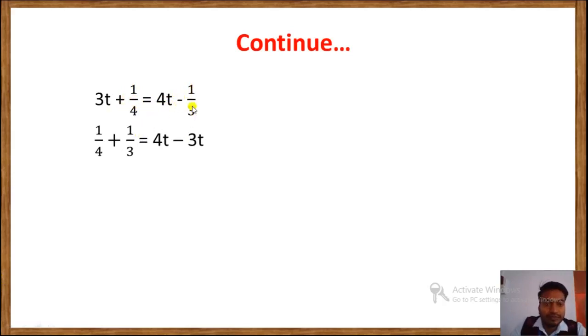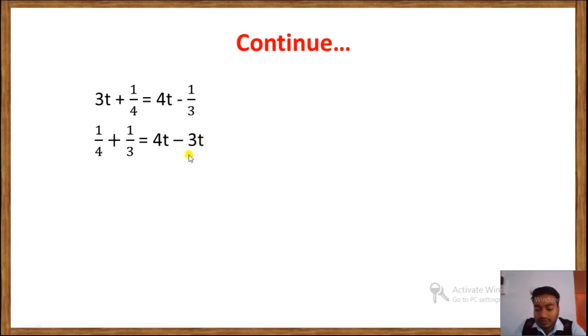Now bring this 1 by 3 this side and this 3t this side. Okay, when we bring this 1 by 3 this side, here you can see the sign is plus. When we bring it this side, it will change into plus sign. So 1 by 4 write as it is, then plus 1 by 3, equal to 4t, and now bring this 3t this side. Now you can see here we have plus sign. When we bring it to the right side, it will change into minus sign. Okay, now 4t minus 3t.